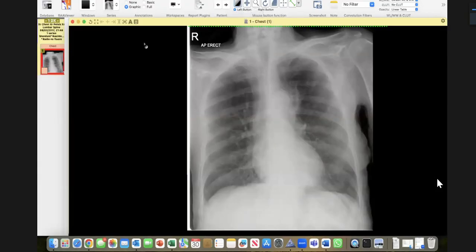This is a 64-year-old female, chest pain, weight loss. Sixty-year-old female, chest pain, or weight, 64, yeah. Chest pain and weight loss. Yeah.